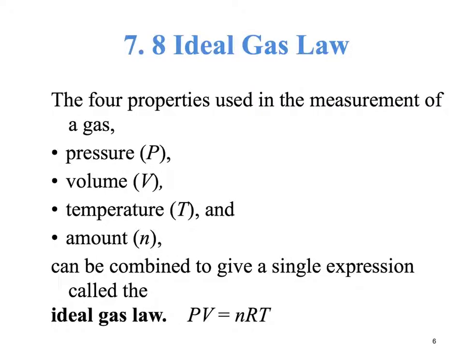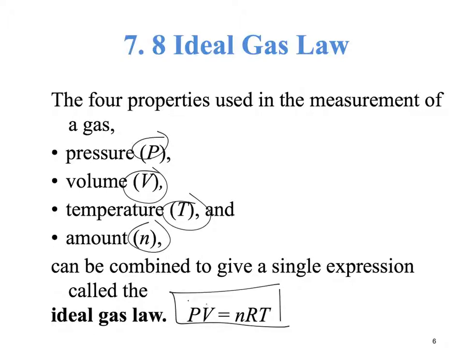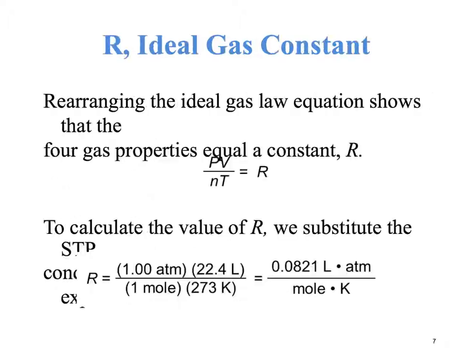The last law that we're going to learn is the ideal gas law. The ideal gas law combines the 4 properties of gases that we've been studying: pressure, volume, temperature, and moles. And the ideal gas law is this one: PV equals nRT. P for pressure, V for volume, n for moles, T for temperature in Kelvin, and R is the gas constant. This gas constant has a value of 0.0821 liters times atmospheres over mole per Kelvin.